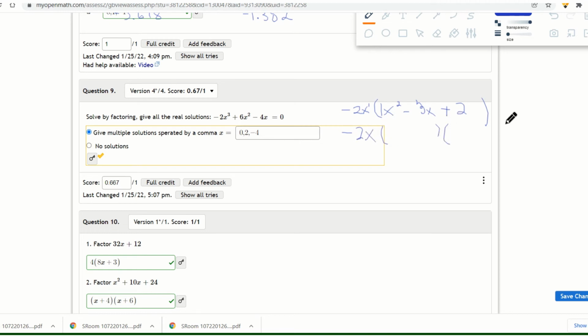So the only factors that will multiply to give us x squared will be x and x. And then I need factors of 2 that add to negative 3. And the only thing that will work there will be a negative 1 times a negative 2. That will give me a negative 3. So I need negative 1 and negative 2. Now, let's not forget that this is an equation. So we want to take each one of these factors and set them to 0 and solve them.